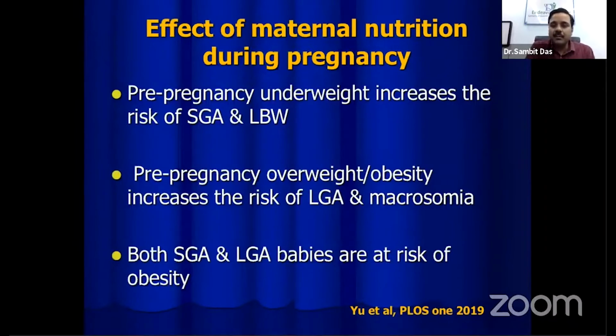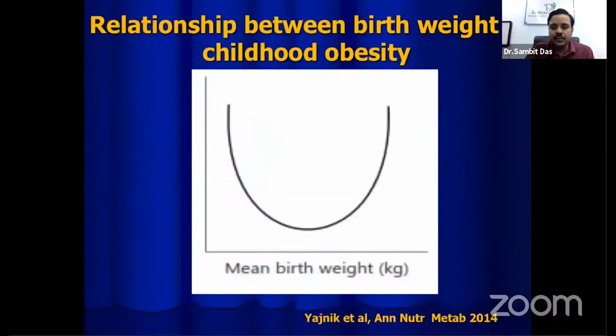Regarding the effect of maternal malnutrition during pregnancy, we know that pre-pregnancy underweight increases the risk for small for gestational age and low birth weight. Pre-pregnancy overweight or obesity may lead to large for gestational age and macrosomia. Both SGA and LGA babies are at risk for obesity. Yajnik et al. showed a nice U-shaped curve for mean birth weight and the prediction of childhood obesity. For an ideal birth weight, childhood obesity is less, but for small for gestational age or large for gestational age, the chances of obesity increase exponentially.